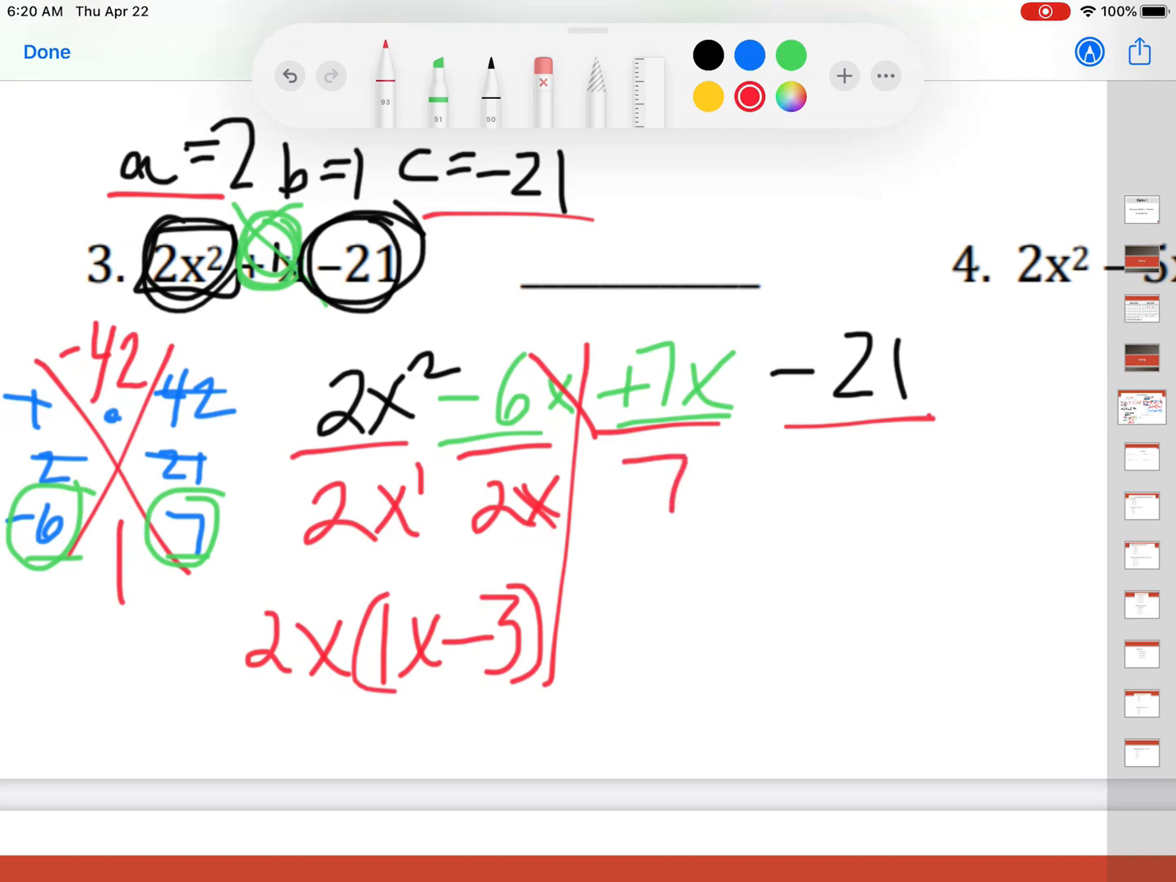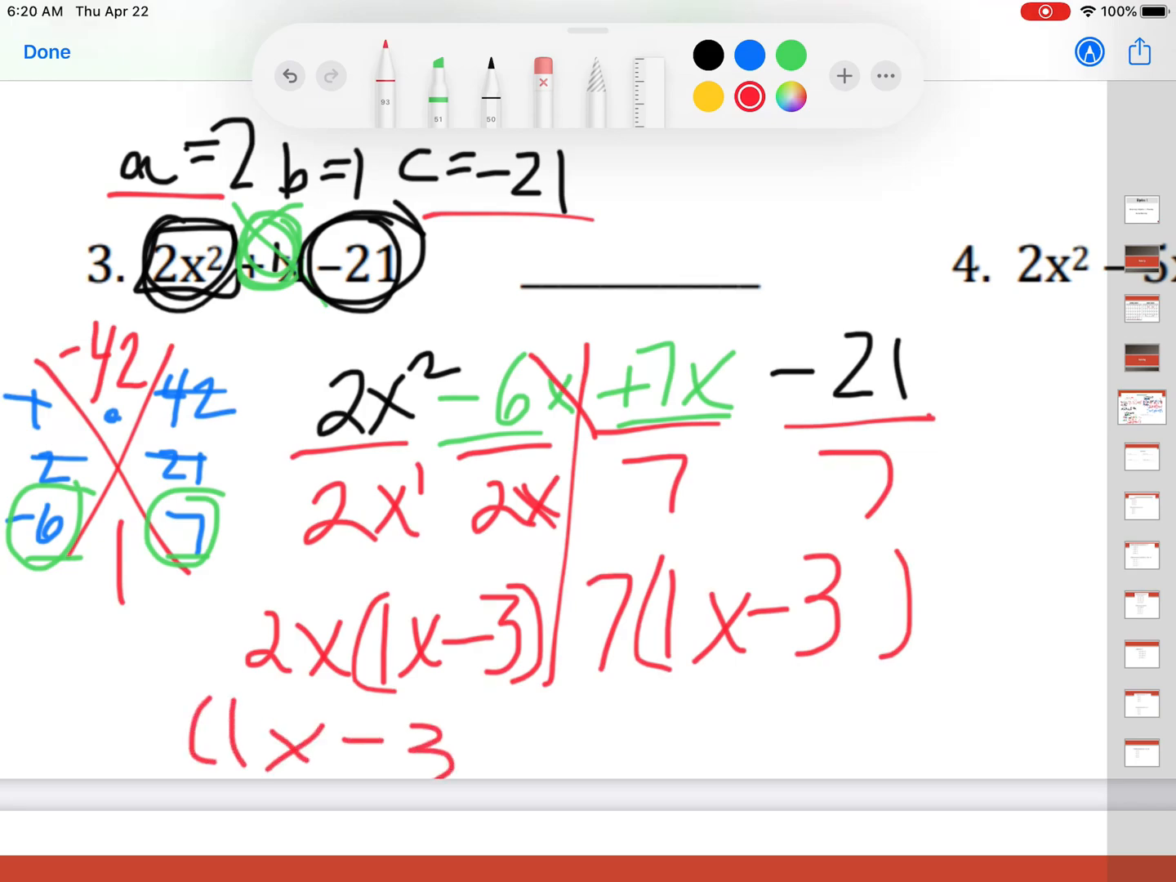I can divide them both by 7. The 21 does not have an x, so all I can take out is a 7. 7 divided by 7 is 1. There's an x there. 21 divided by 7 is minus 3. Okay, so now that my parentheses match, I can take out a 1x and a minus 3. Then the numbers that were in front get to go together. A 2x and a positive 7.